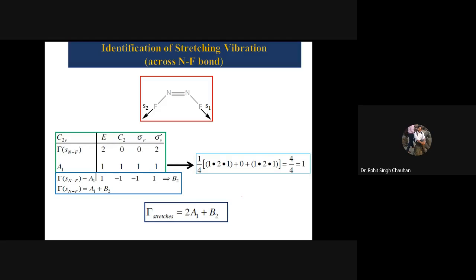Sigma XZ or sigma YZ? Or you can tell me whether it is passing. Exit. Exit. Exit. Okay, good. And what about sigma V dash?